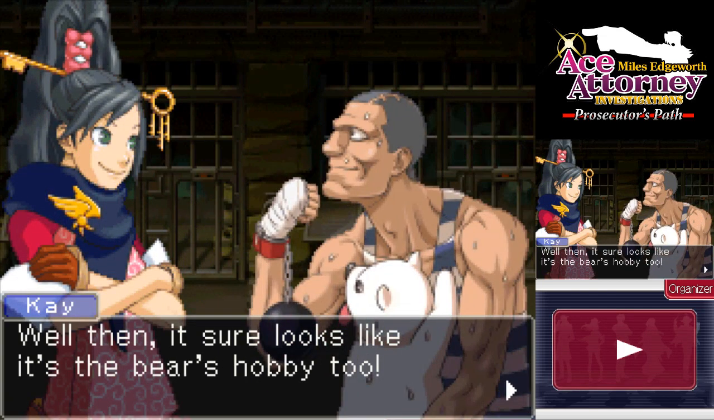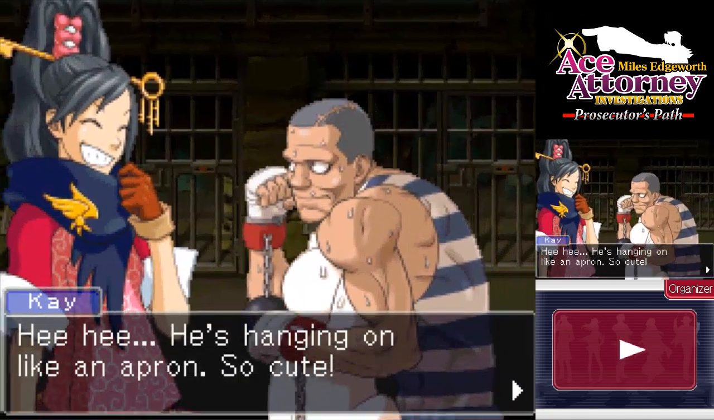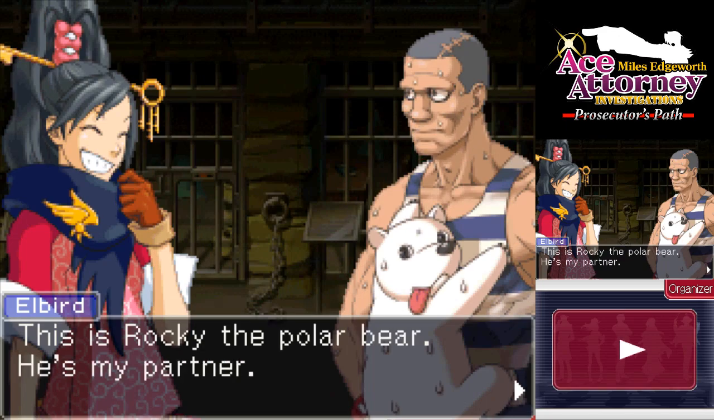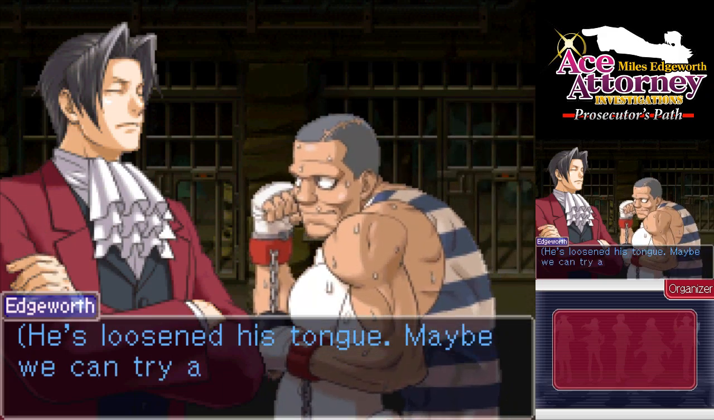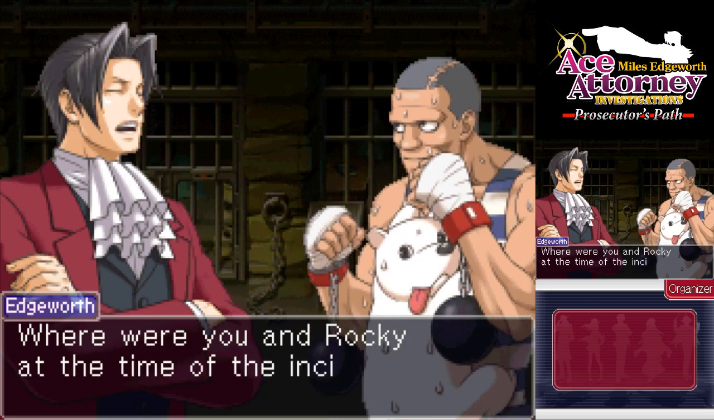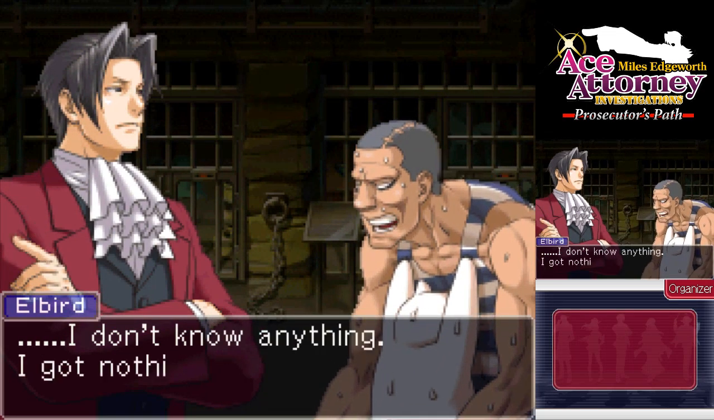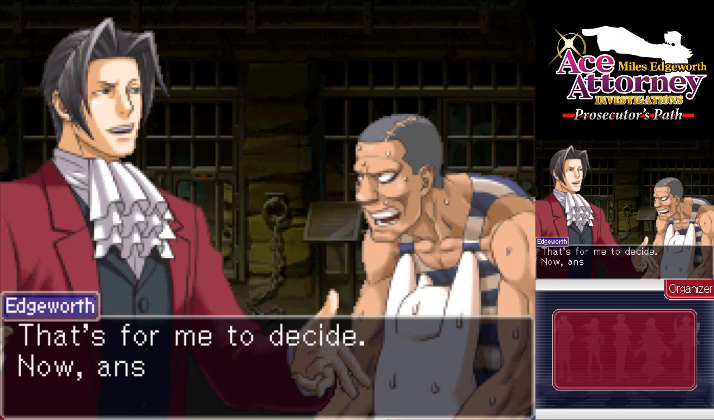Well then, it sure looks like it's the bear's hobby too. He's hanging on like an apron. So cute. This is Rocky the polar bear. He's my partner. He's loosened his tongue. Maybe we can try asking him now. Where were you and Rocky at the time of the incident? I don't know anything. I got nothing to say to you. That's for me to decide.